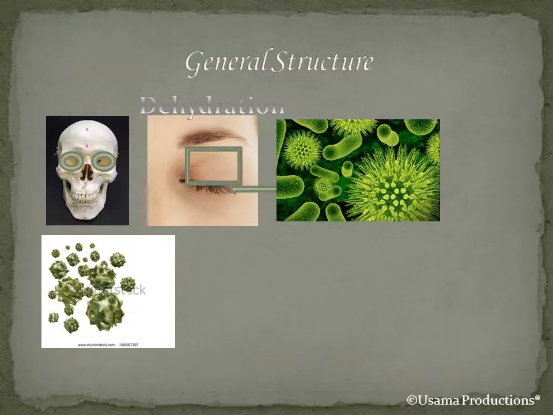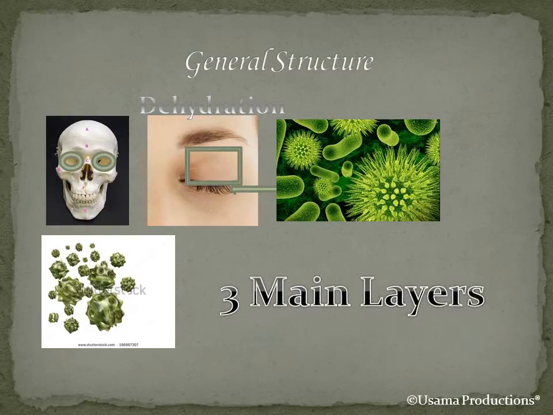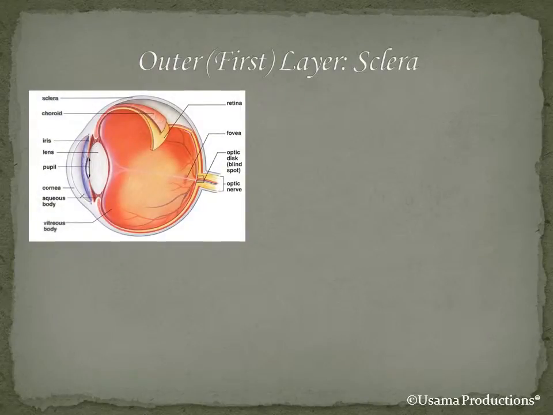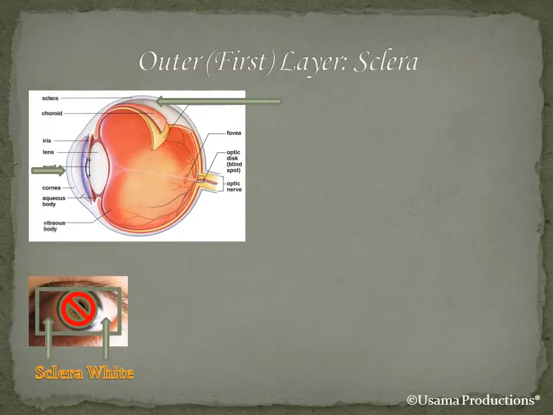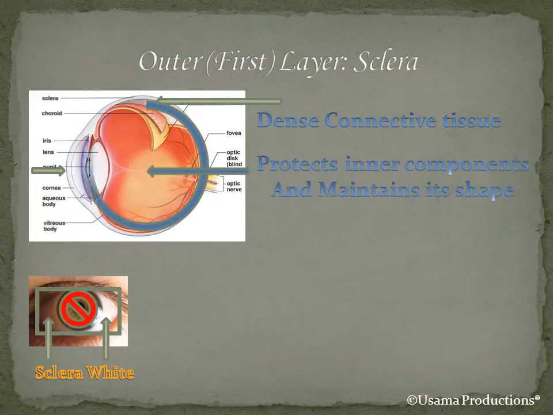The structure of eye can be divided into three main layers. Now we shall study the outer layer of eye. The outer layer of eyeball consists of sclera and cornea. Sclera gives eye most of its white color. It consists of dense connective tissue and protects the inner components of eye and maintains its shape.